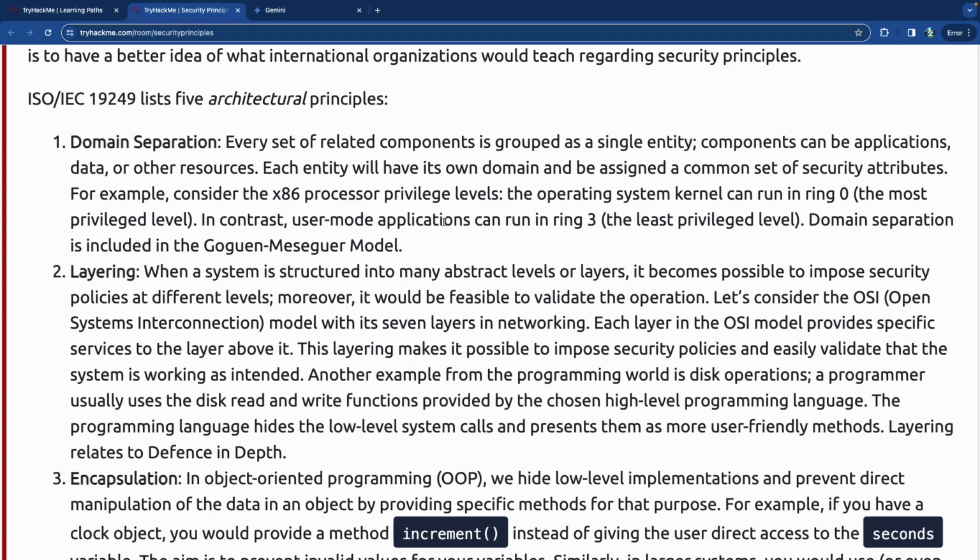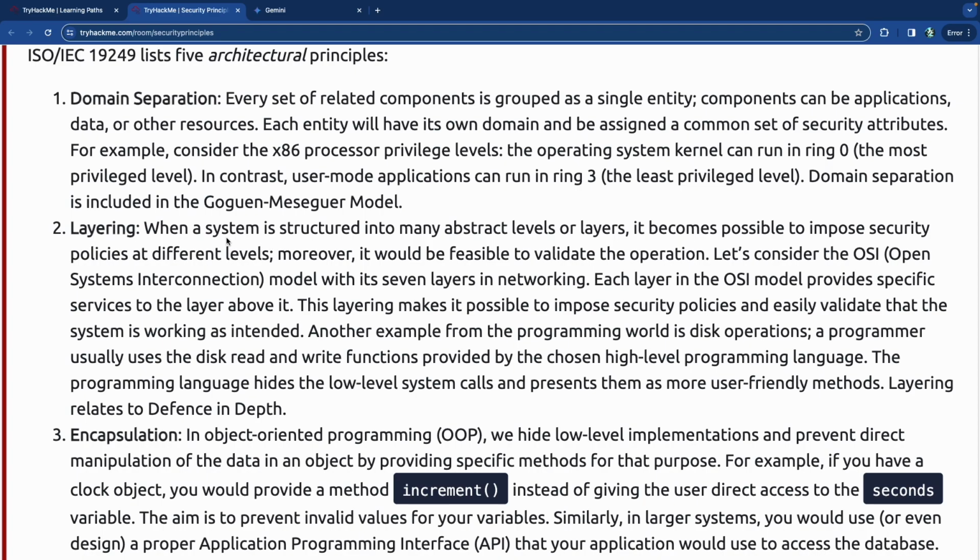In contrast, user mode applications can run in ring 3, the least privileged level. Domain separation is included in the Goguen-Meseguer model. Layering is when a system is structured into many abstract levels or layers, and it becomes possible to impose security policies at different levels. Moreover, it would be feasible to validate the operation.